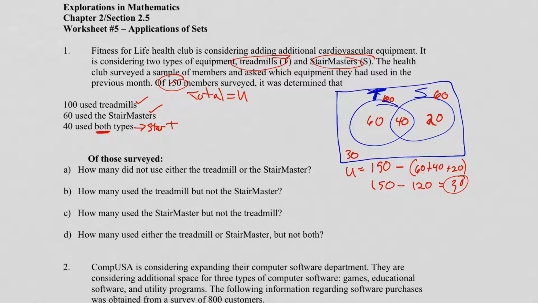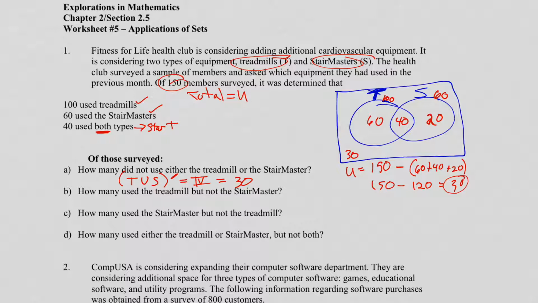So how many did not use either the treadmill or the Stairmaster? Okay, so in a sense, that's like saying, okay, the union of both of those, but outside, and we know that's region 4. Okay, they did not. That's complement. So we're talking about everybody outside the 3 regions. That's region 4. So all you gotta do is say, oh, my diagram says 30.